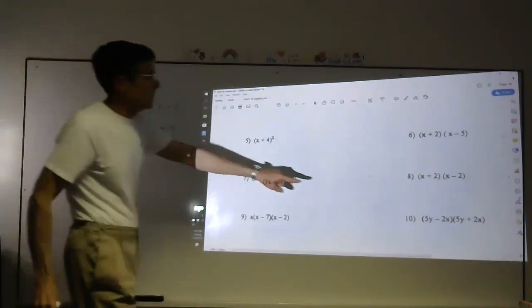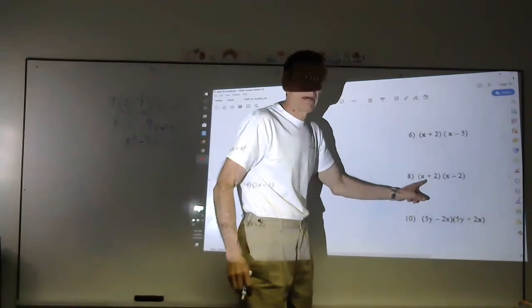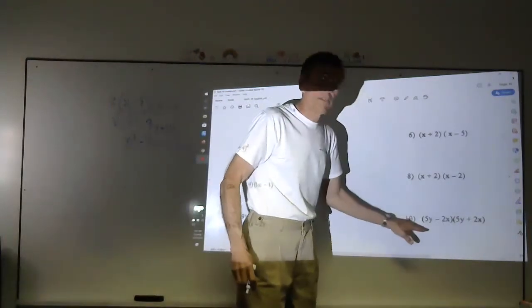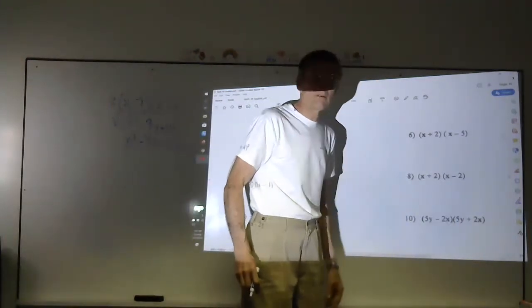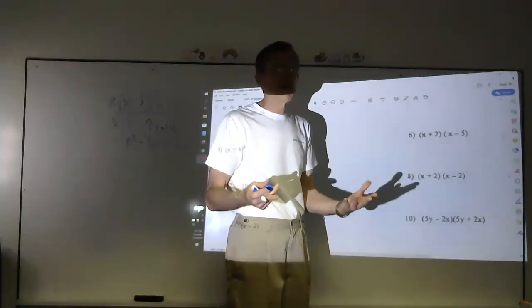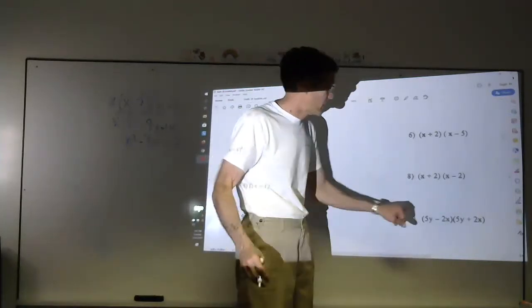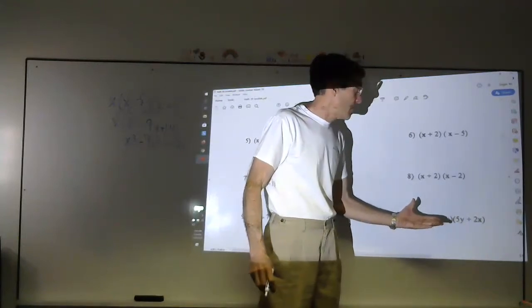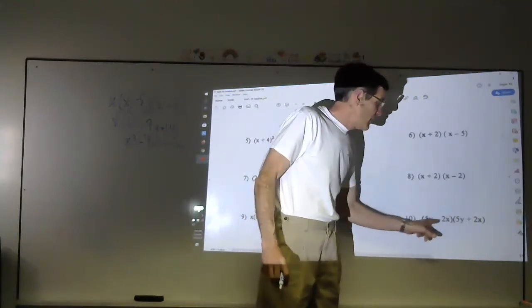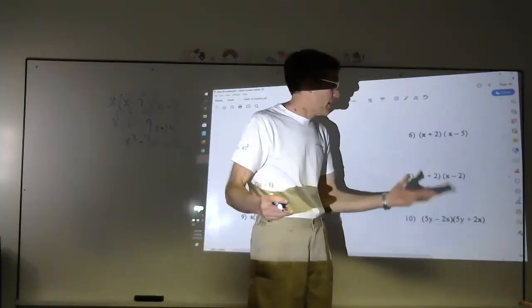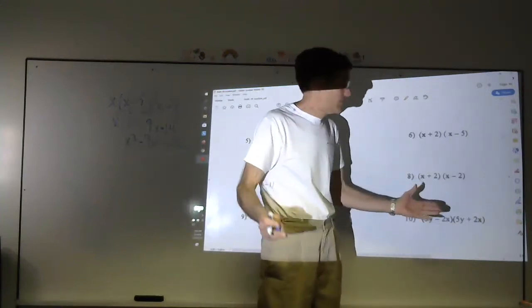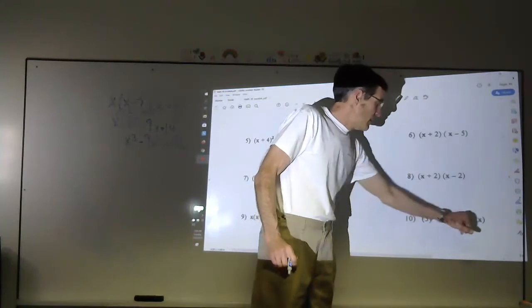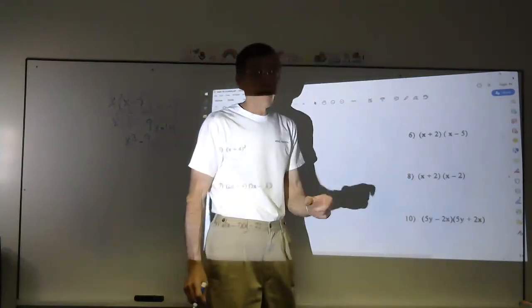This one over here is exactly what I just talked about up here. You see how it's all the same except for a minus and a plus? That means your outers and inners are going to go away. Here we go. 5y times 5y is 25y squared. Positive 10xy, negative 10xy, they're going to go away. Last terms, a minus 4x squared.